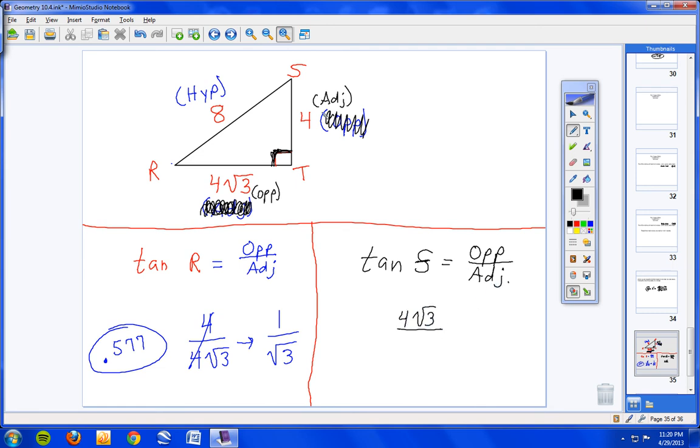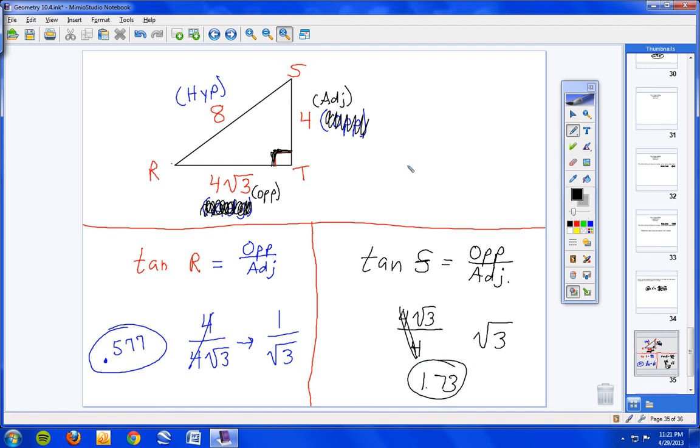And adjacent goes in the bottom. That's 4. So 4, 4's cancel, and you're left with square root of 3. Now, if you type that into your calculator, and again, right now my son and I are kind of sharing a calculator, but square root of 3 would be 1.73. All right, so let's move on.